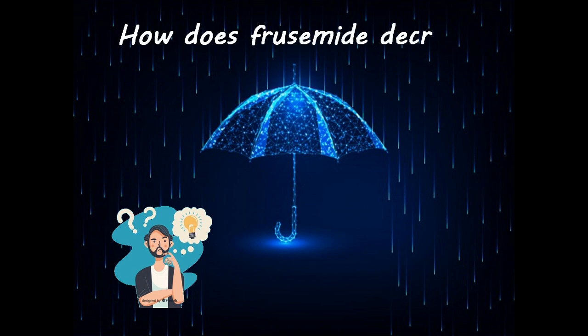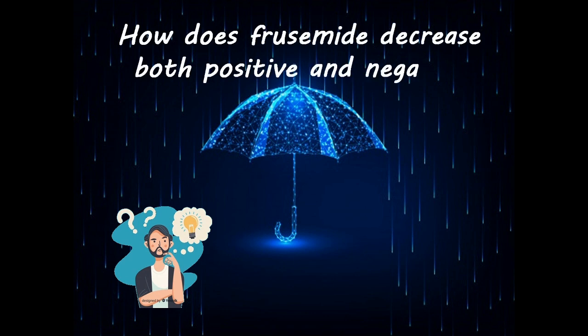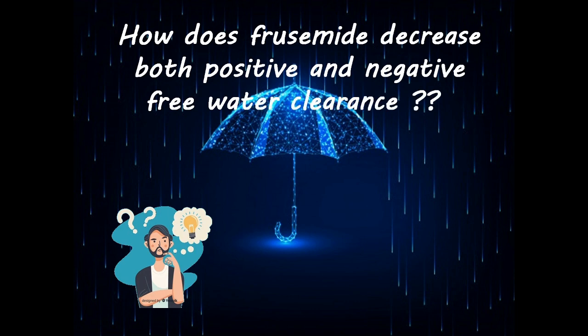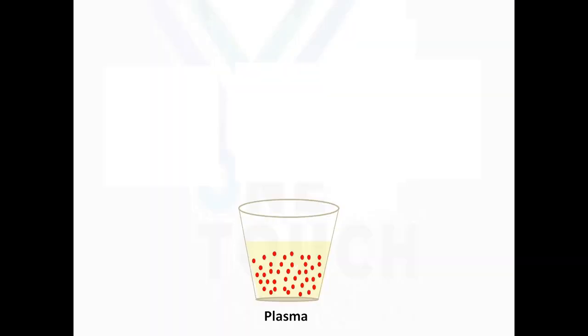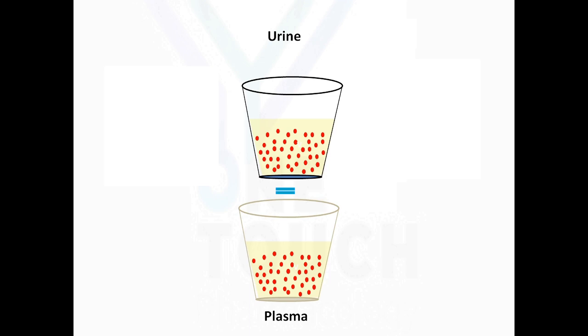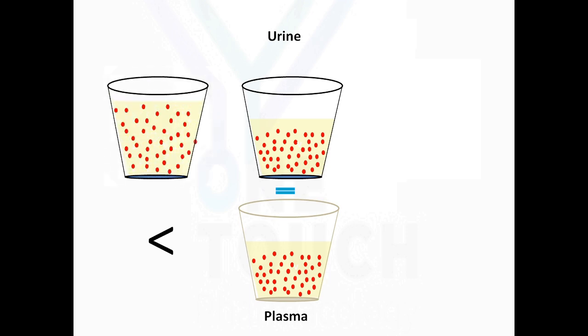How does Frusemide decrease both positive and negative free water clearance? To answer this question, let's first understand what is free water clearance. If the urine is isoosmotic to that of plasma, there is neither positive nor negative free water clearance. If the urine is hypotonic compared to that of plasma, then you say that there is positive free water clearance.